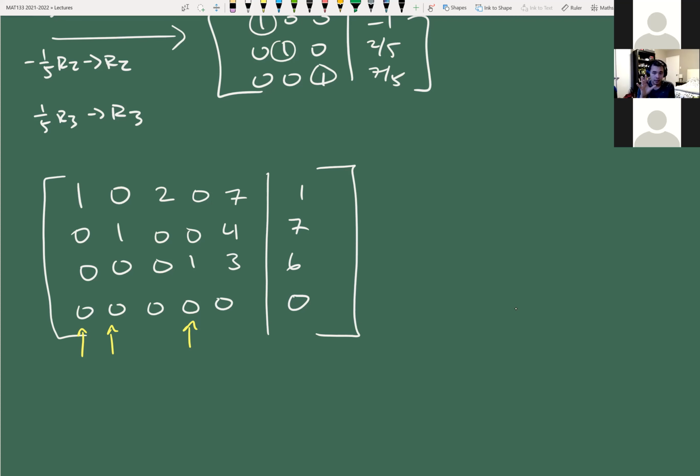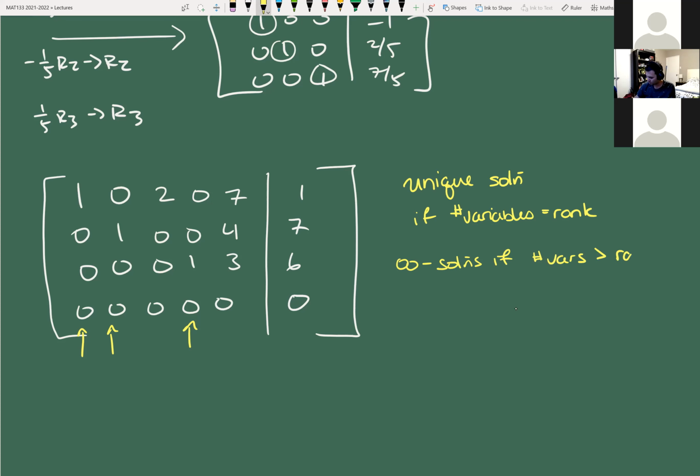You have a unique solution if the number of variables is the same as your rank. Okay? And you have an infinite number of solutions if the number of variables is bigger than your rank. So in this case, do we have a unique solution or do we have infinitely many? Exactly, yeah, 5 is bigger than 3. So this has infinitely many solutions.